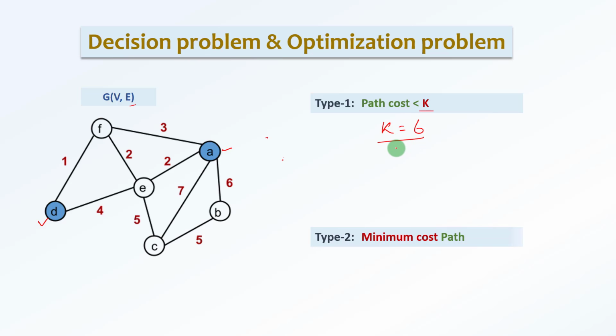In another type of problem, or type 2, we have to find out the minimum cost path between A to D. This type of problem is called optimization problem, where we are asked to find out minimum cost or maximum cost solution of the problem.